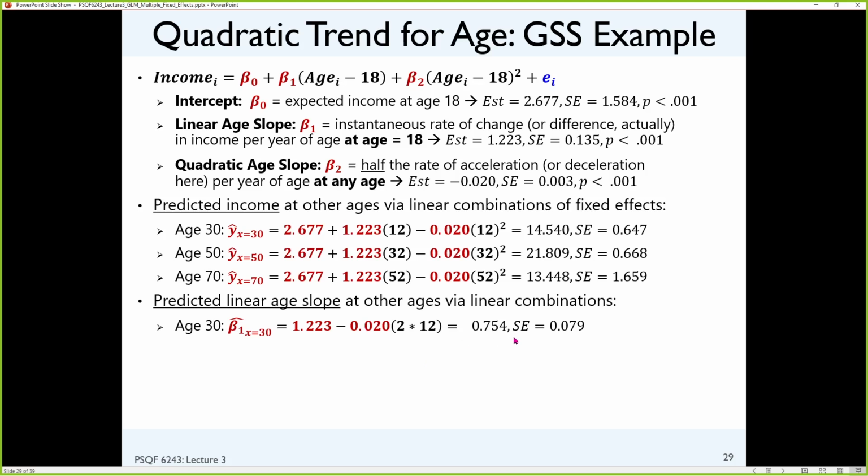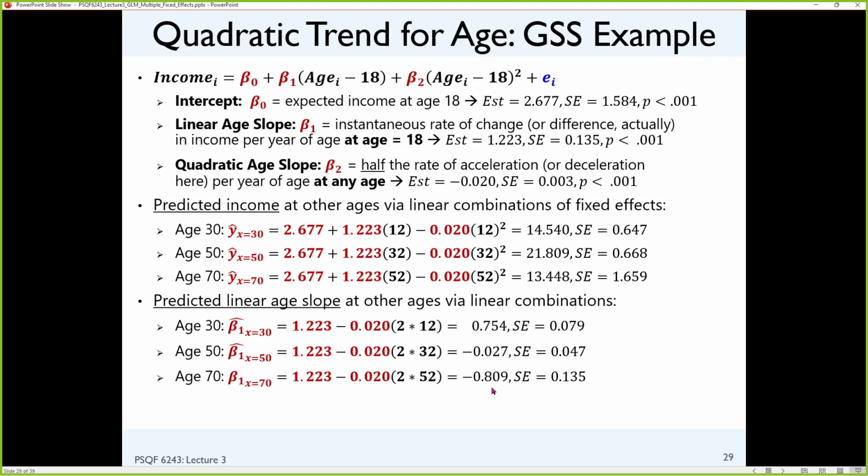to 0.75. Same thing at age 50. The slope has not only slowed down, but it has turned around. So now we're heading back down the hill on the other side of aging. And at 70, it's a negative slope.